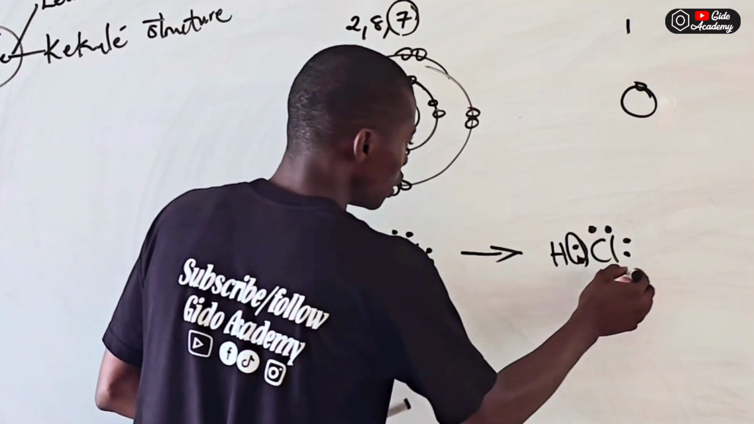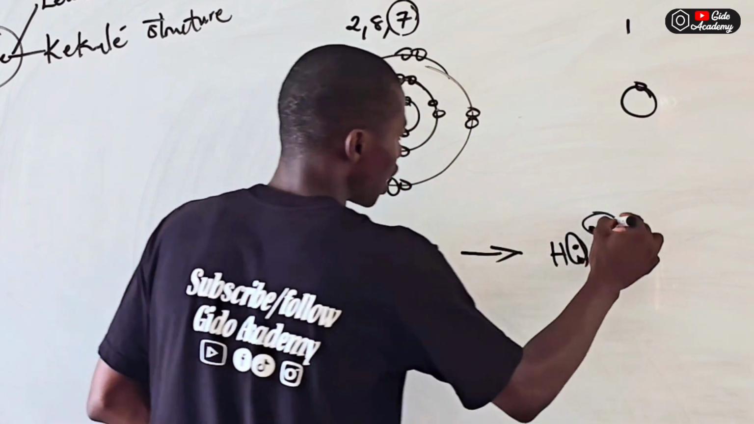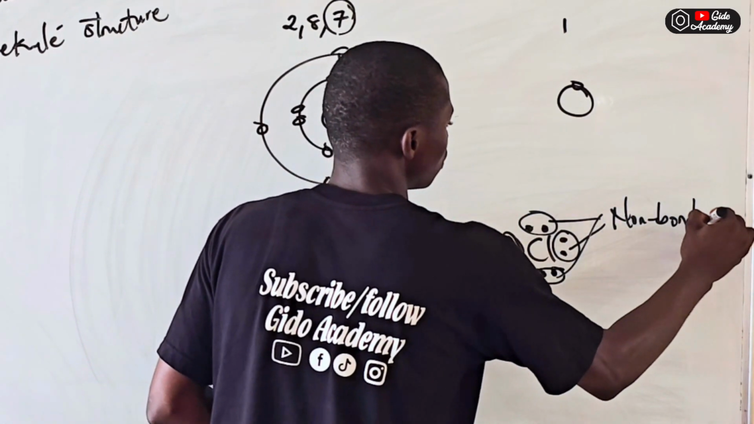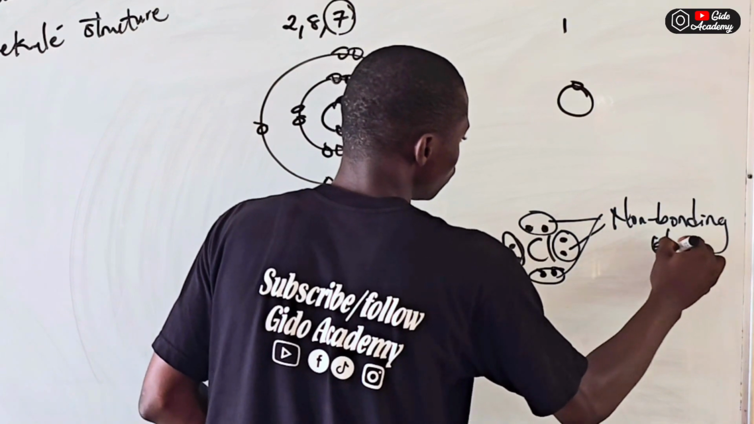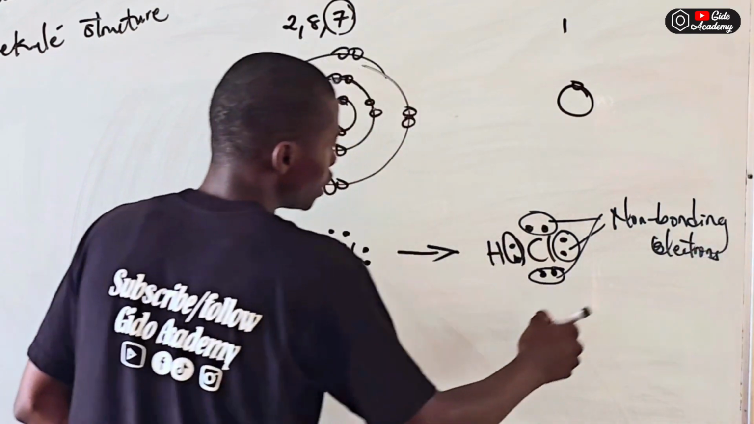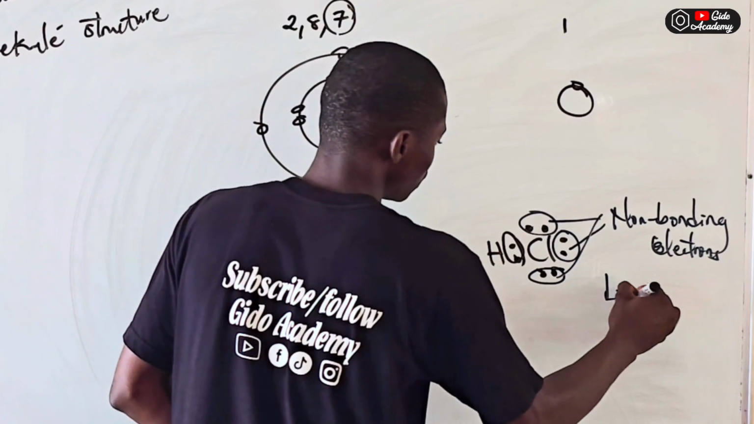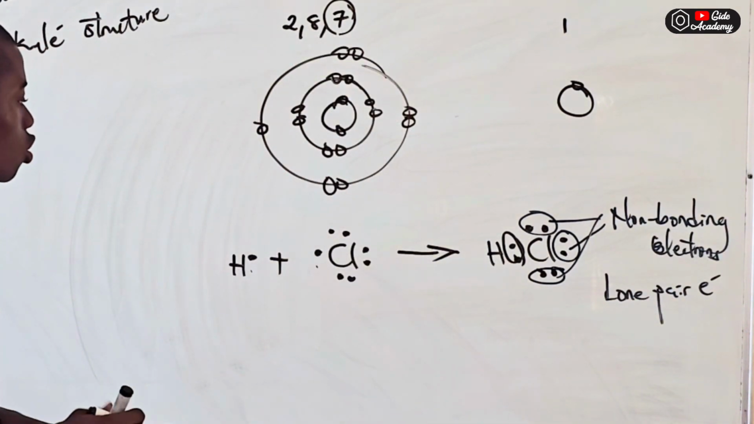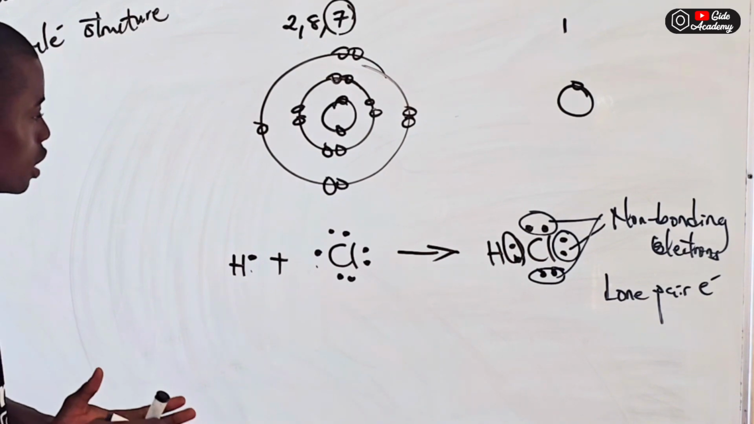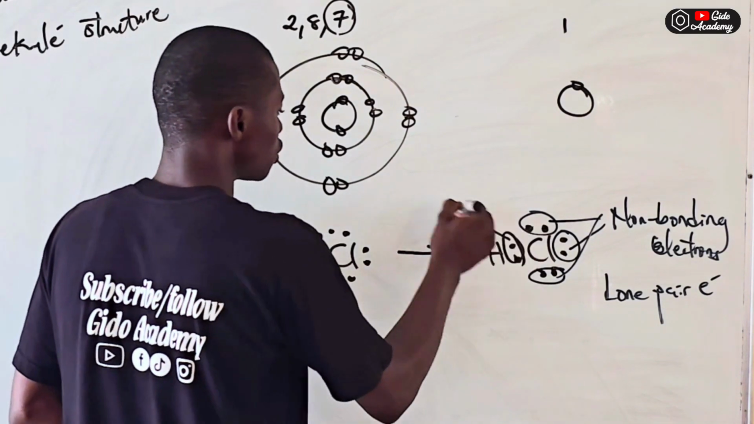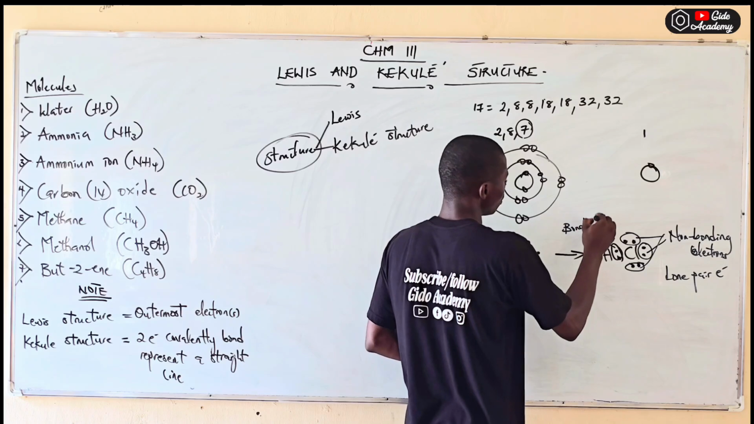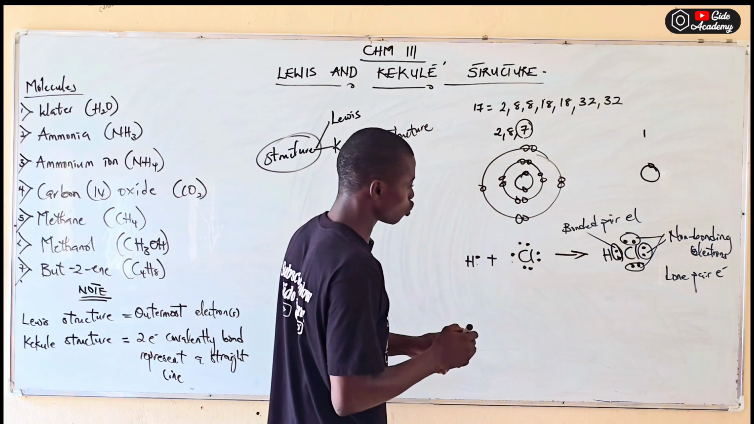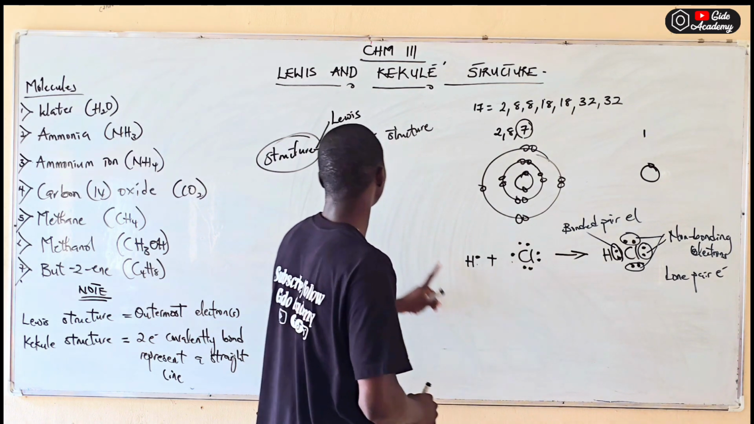The other ones here are called non-bonding electrons. The other name for non-bonding electrons is lone pair electrons. And this very one here is called the bonded pair electrons. So if you want to draw this structure, this is the structure for Lewis.